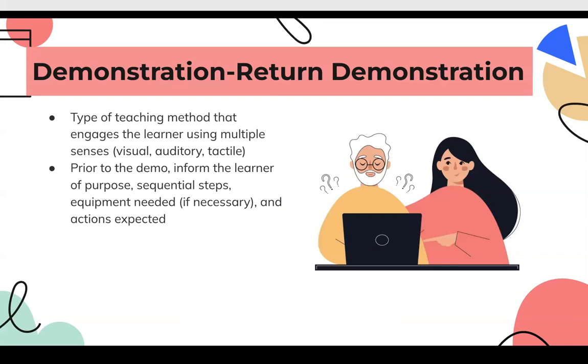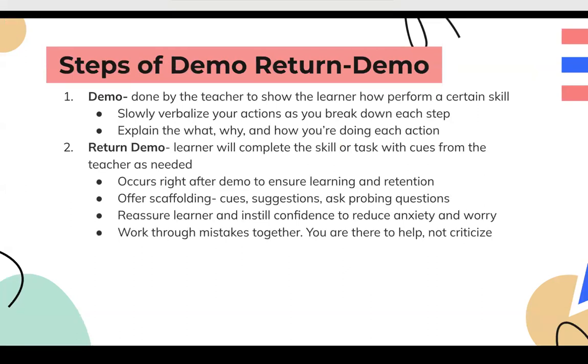Keeping in mind the learning style modules from earlier, this teaching method can be good for auditory, visual, and kinesthetic learners. Before you begin teaching something, first inform the learner about the purpose so that they understand the significance of what they're doing. Then you briefly explain the essential steps, gather the necessary equipment, and then the actions will be performed. So let's go through the steps together.